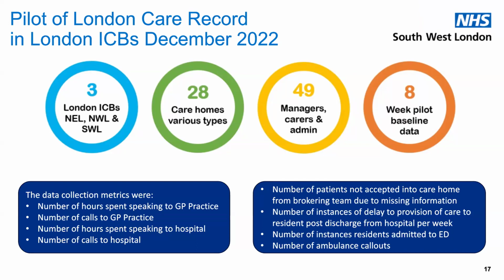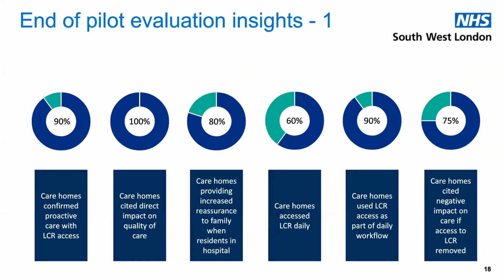And then we collected the number of hours they spent speaking to GP practices and calls, the number of calls, number of hours spent speaking to hospitals, with what I mentioned earlier about the discharge summary. The number of patients not accepted into care homes from the brokering team with missing information, the delay of provision to care residents after a discharge from the hospital, residents admitted to emergency department, and the number of ambulance call-outs. And next slide, please. So we ran that pilot, which was hugely successful.